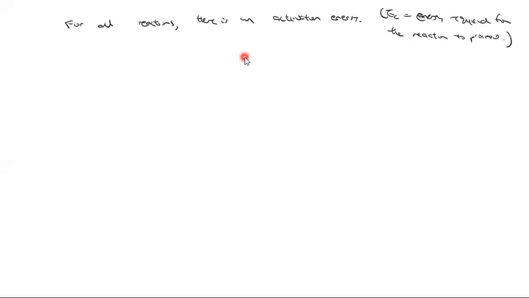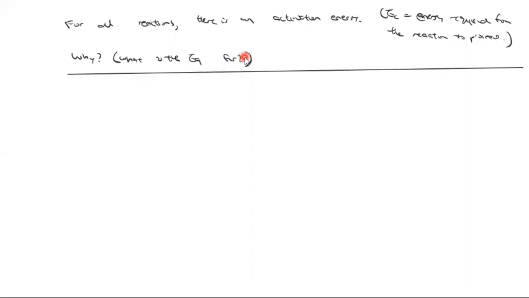Yeah? Now, my question is why? In other words, what is the EA for? Let's take a simple example of hydrogen and oxygen reacting. Now we've got 2H2 plus O2 gas to give you 2H2O, right?